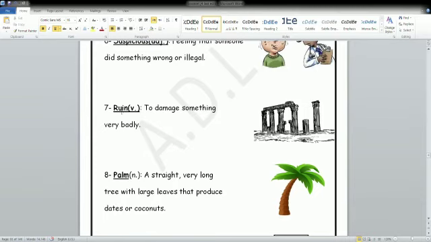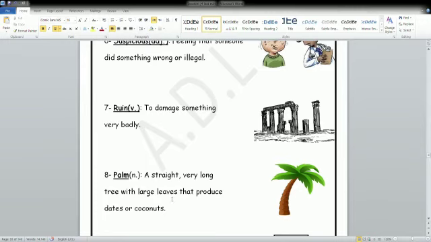Next we have ruin. It's a verb. It means to damage something very badly. For example, she poured water all over my painting and ruined it. It has another meaning, and then it's a noun. It means the remains of a building or an ancient temple or castle, like this in the picture. Of course, they were visiting these ruins.